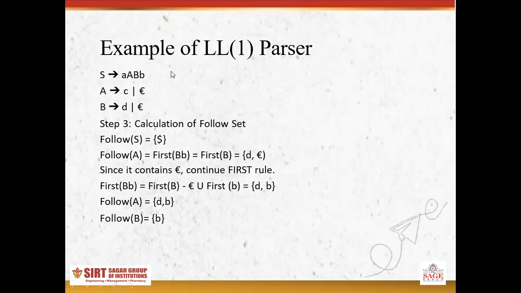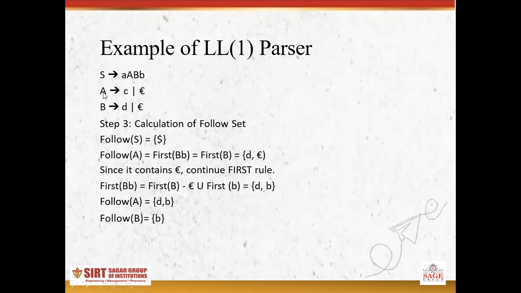Now, for the given grammar, we have to get the follow. Follow has three conditions. First of all, every starting symbol must include the dollar symbol in its follow. The starting symbol is S, so we have included dollar for this S. Second point, we look at the right-hand side of the productions to see where S is. There is no S in any of these three productions. So follow of S is only dollar.